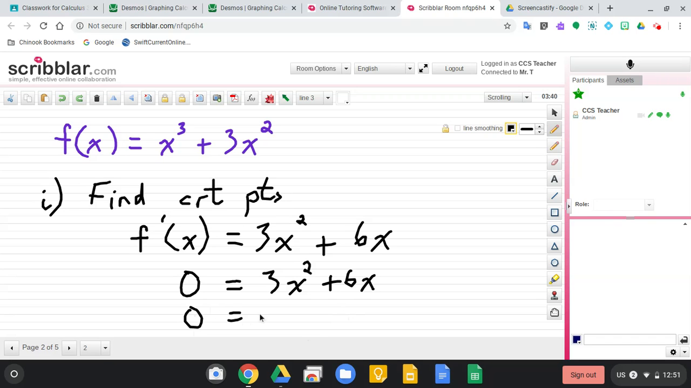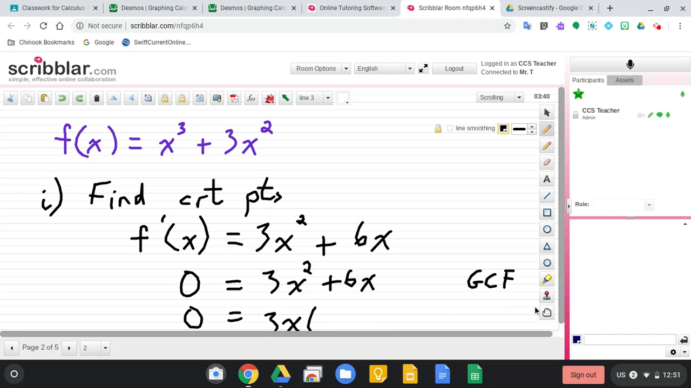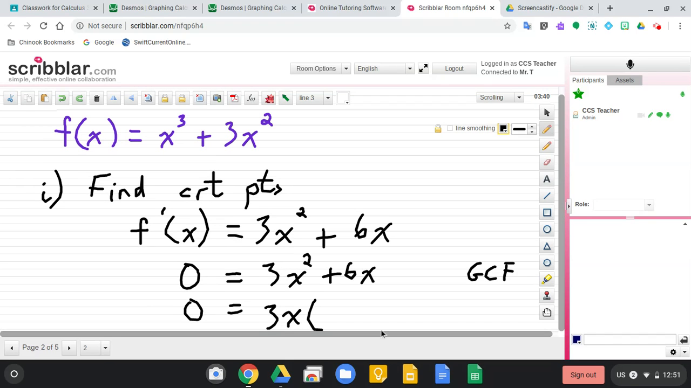This is a quadratic, and all quadratics are solved by factoring. So I'm going to take out a GCF. Both of these terms are divisible by 3x. And if I factor that 3x out, I'm going to be left with x plus 2.